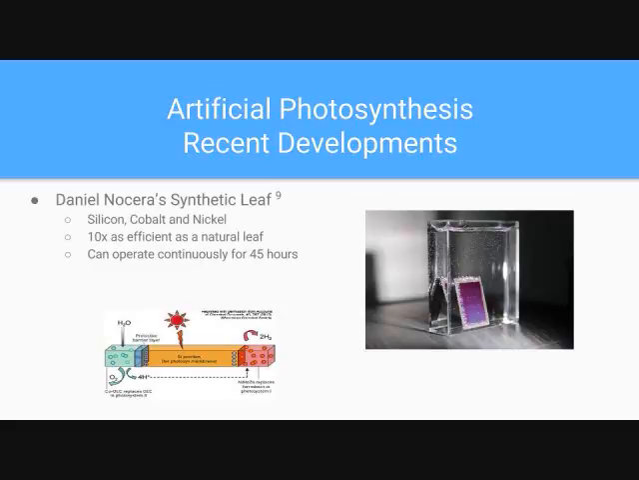It is mostly made of silicon, cobalt, and nickel, and it is 10 times as efficient as a natural leaf. It can also operate continuously for 45 hours, and it uses silicon as the semiconductor that absorbs and traps light. The interesting part about Nocera's design is that the silicon core could be easily replaced by a polymer that has been designed to be a more effective light antenna, such as the previously mentioned MpGC3N4. By doing this, we could design more efficient synthetic leaves that could help us overcome our current fuel crisis and provide us with commercially viable, renewable green energy.